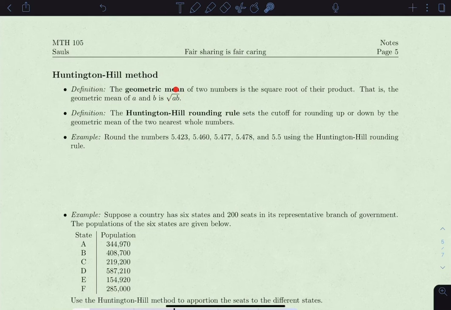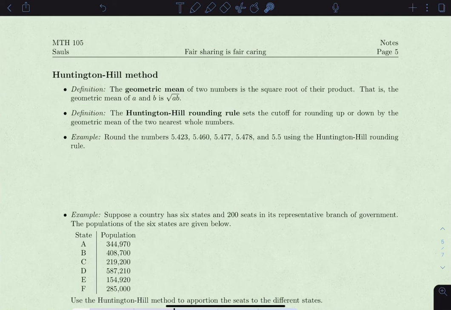In conventional rounding, the cutoff point is 0.5. So if the number you're dealing with has a decimal part that is 0.5 or larger, you round it up, and if it's less than 0.5, you round it down. With the Huntington-Hill rounding rule, the cutoff point is dependent on the number that you're rounding.